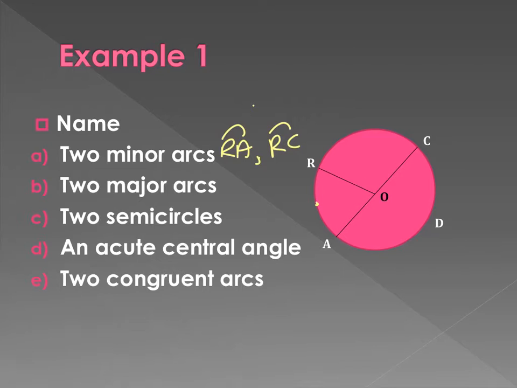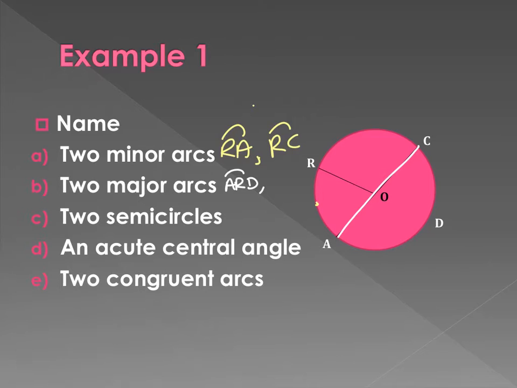All right, so then 2 major arcs. Alexa. ARC would be a semicircle, right? Because if this is my diameter, that's exactly half. But go one more letter. What would be past C? ARD.